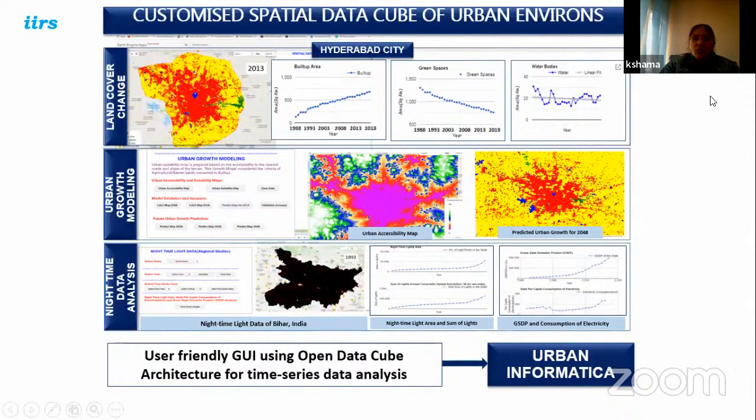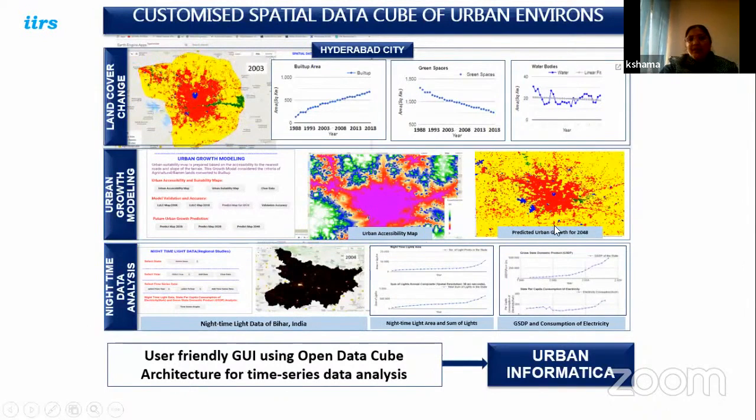So based on this Google Earth Engine, in IIRS we had developed one customized tool which can be utilized for analyzing land cover change. It will be utilized for urban growth monitoring, like how urban area has grown over a period of time. It can be utilized for urban growth modeling. This tool is under development, and maybe in future it will be available to the planning community also, where you just have to select the data and click some button and you will get the output.